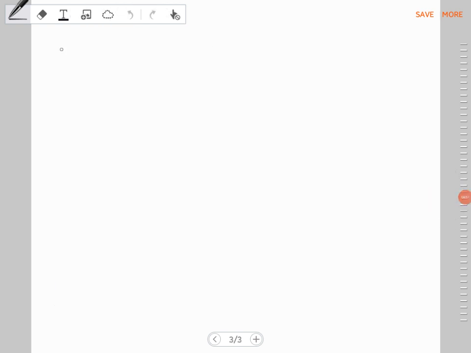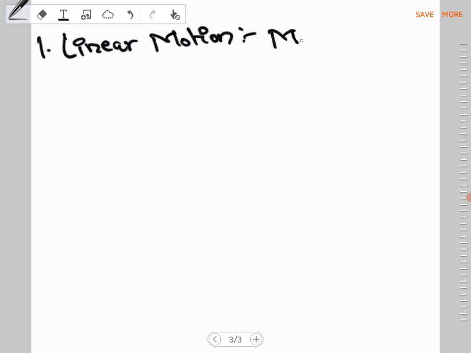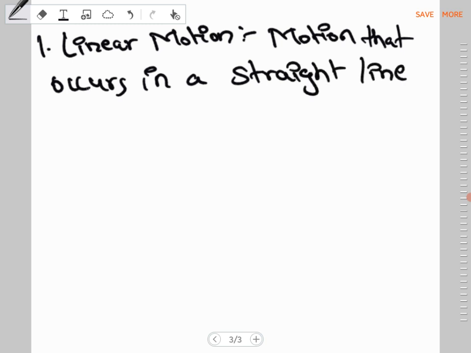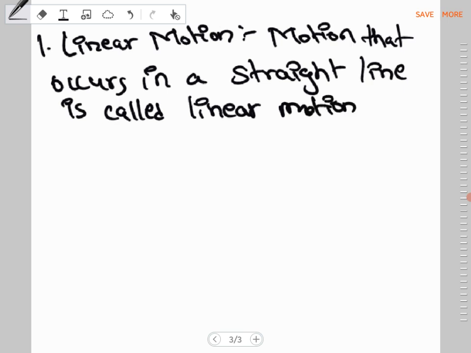And there are many types of motion. First type of motion is linear motion. Motion that occurs in a straight line is called linear motion. Examples of linear motion could be you walking in a straight path or on the road.